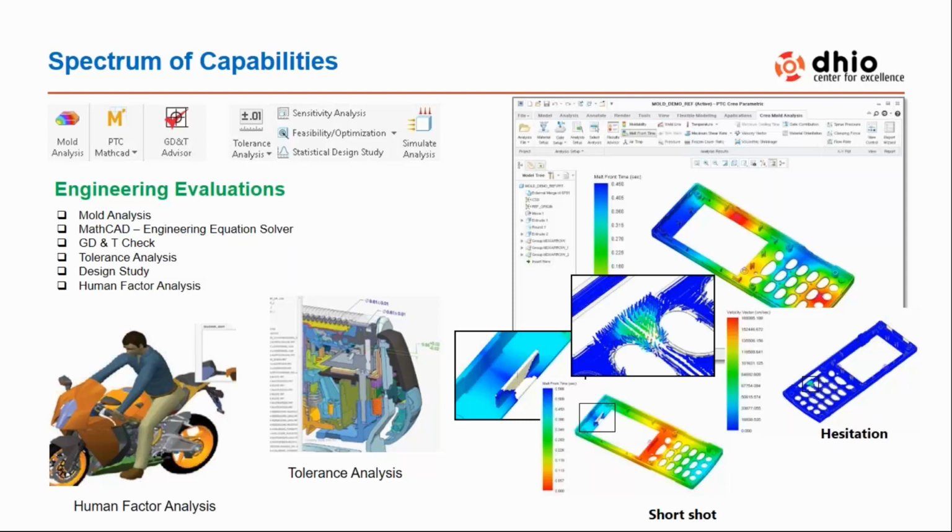we can also perform mold analysis. This is a typical example of mold flow simulation. This is injection molding of a plastic. There are extensive properties available for plastic. More than 200 plastic materials are in the library, and you can perform the mold analysis, the MathCAD engineering design equations. We have the GD&T check, we have the tolerance analysis, we have the human factor analysis, which we call Mannequin analysis, the first person to interact with your model.